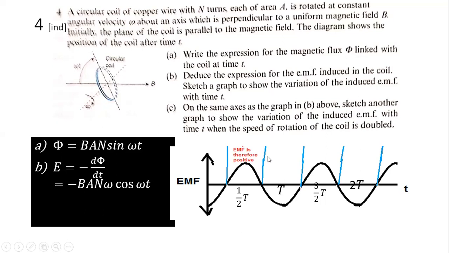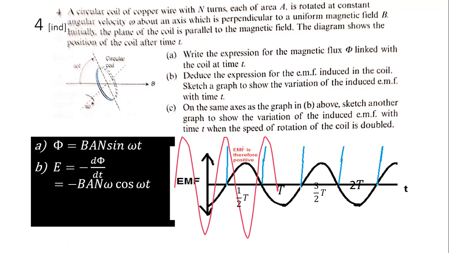This is your B. Sketch another graph to show the variation of induced EMF with time where the speed of the rotation of the coil is double. Amplitude will double. That one will be 2 times. So it means that the shape is still the same, except that the amplitude is double. Your period, that's your half period. Half period will be the period for the new one. That's the period for this one.